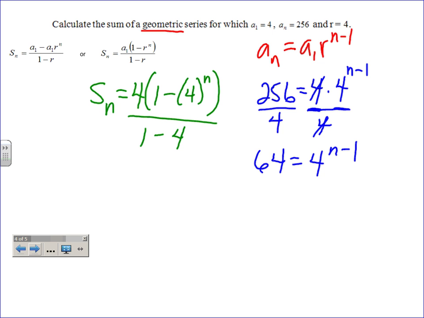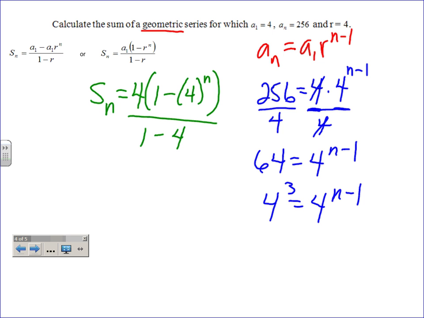Now, there is a variable in the exponent, so we very well could use logarithms if we felt like it. Or 64, we can manipulate a little bit. We can get the bases the same. And remember, if you can, you don't have to use logarithms. So 64 is 4 to the 3rd. Very good. Equals 4 to the n minus 1, right?